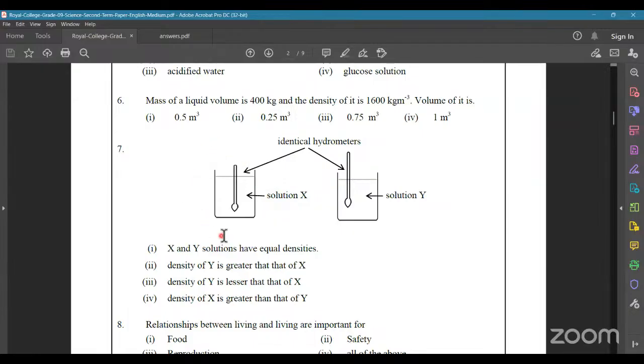Just imagine a hydrometer as a boat, okay? So if water is thick and heavy, the hydrometer floats. The more the density reduces, the more it sinks. So here you can see the hydrometer in solution X has sunk a lot more than in solution Y. That means the density of solution X is low.